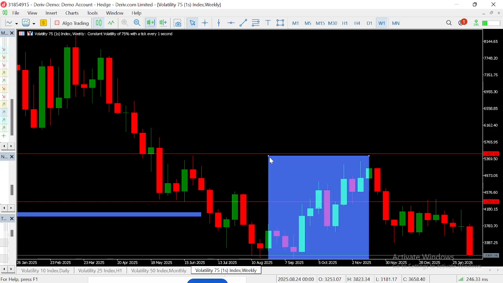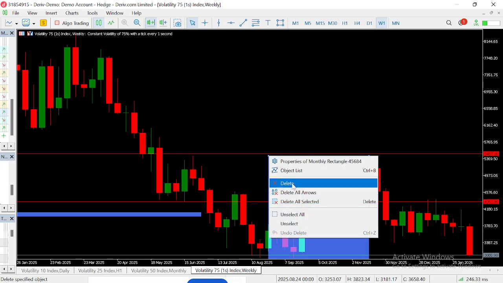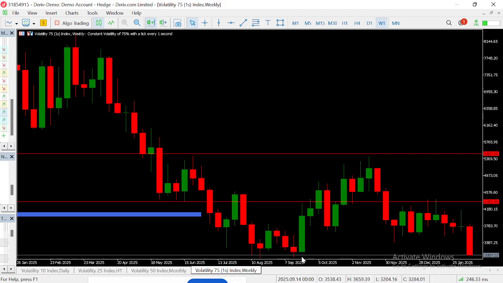Now, for you to understand it, I will delete this. We can see that from this place it created something like a double bottom and it broke this point. We can call it a break of structure. It broke this point to the upside.